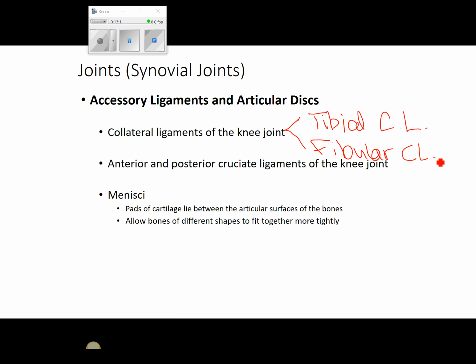They refer to those ligaments as accessory ligaments because what they do is support, strengthen, and reinforce the synovial joints.